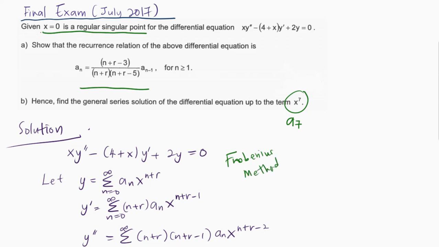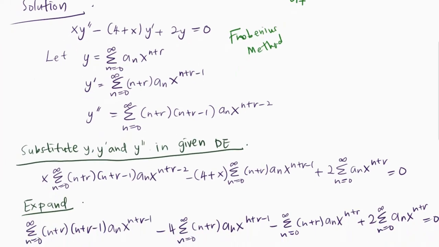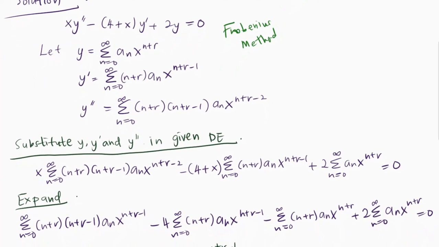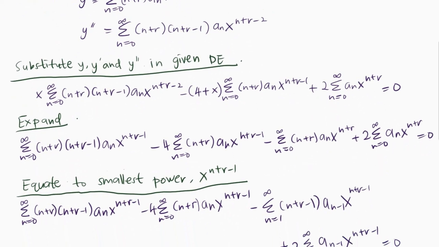Which is, we let y equal to the summation of a_n x^(n+r), and y' is y differentiated with respect to x, and y'' is y' differentiated with respect to x. Then we substitute y' and y'' in the given DE. As such, we have x times the summation for y'', minus (4 + x) times the summation of y', plus 2 times the summation for y.